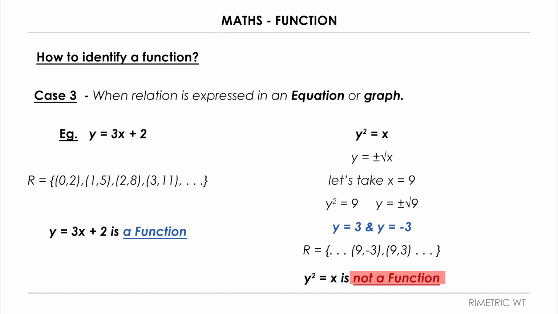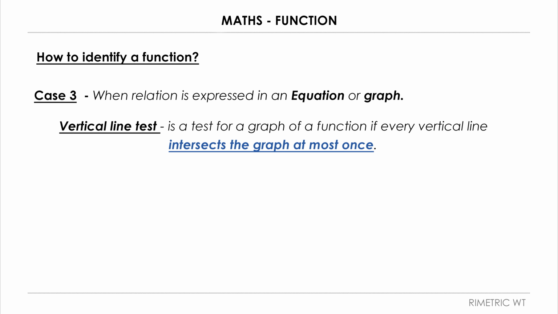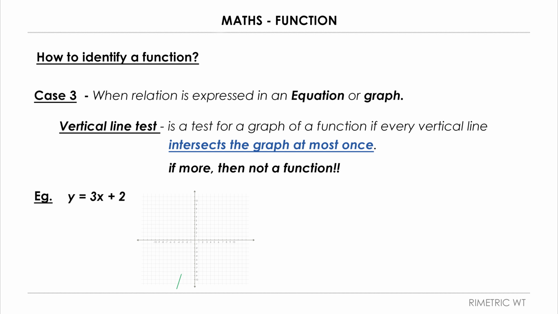We can verify this using the graph as well. When a relation is expressed as a graph, we use a method called the vertical line test. The idea is simple. Imagine drawing a vertical line anywhere on the graph. If the vertical line intersects the graph at any point at most once, then the graph represents a function. If there is any position where the vertical line intersects the graph at more than one point, then the relation is not a function. Let's first look at the graph of y equals 3x plus 2.